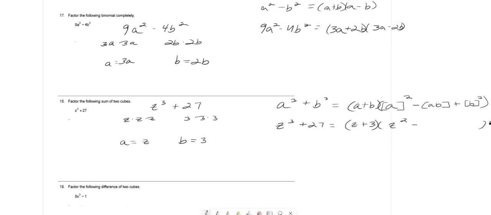Z times 3 is simply 3z, plus, and then we're going to take our b and we must square b. So our b is 3. When we square it, 3 squared gives us 9. So the answer to factoring z to the third plus 27 is equal to z plus 3 times z squared minus 3z plus 9.